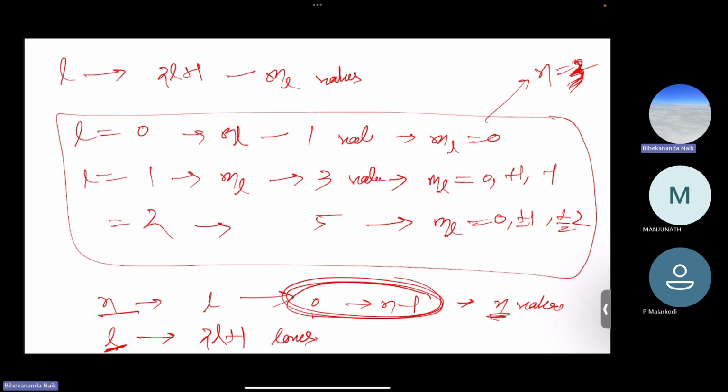Again, from the perspective of quantum mechanics, we will see in upcoming weeks that when the value of n is 0, the total wave function of the particle is 0. When the wave function is 0, the particle is not present there, so that cannot be considered as an energy state. That's why n can't be 0, n will start from 1.